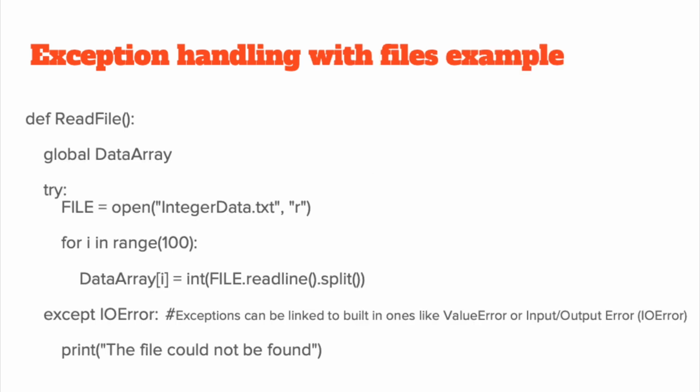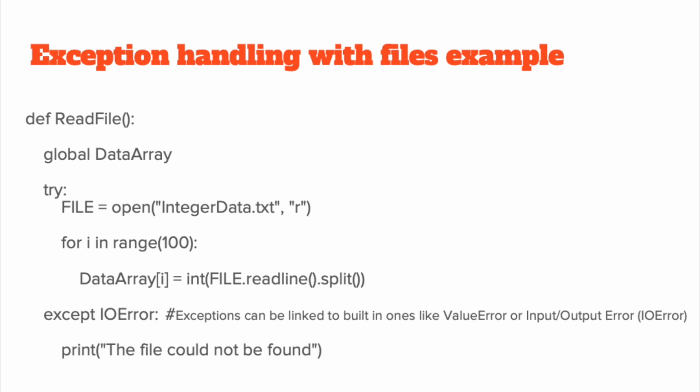How does exception handling work with files? Well, it's pretty much the same way. In this case, we've got a function read file. We've got a global data array where we want to store whatever's in the file. We're going to try this code first. File, open the file in read mode. For i in range 100, we're expecting 100 lines. Data array i is going to be the integer version of whatever's on each line. And we're going to have an exception, which is called an IO error.